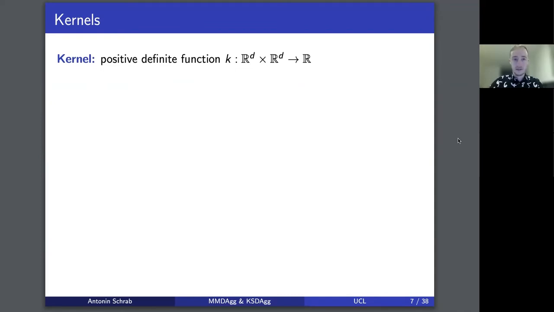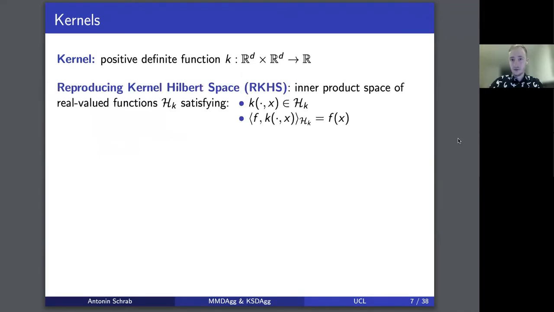A kernel can be seen as a positive definite, real-valued function from R^d × R^d. And then we work with a reproducing kernel Hilbert space, RKHS. This is an inner product space of real-valued functions satisfying the reproducing property. If you're not familiar with RKHS, you can just think of it as a space of smooth functions.